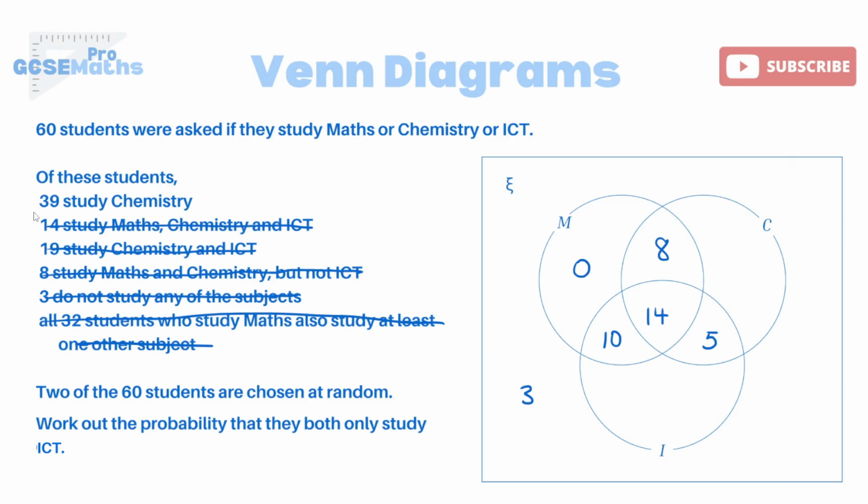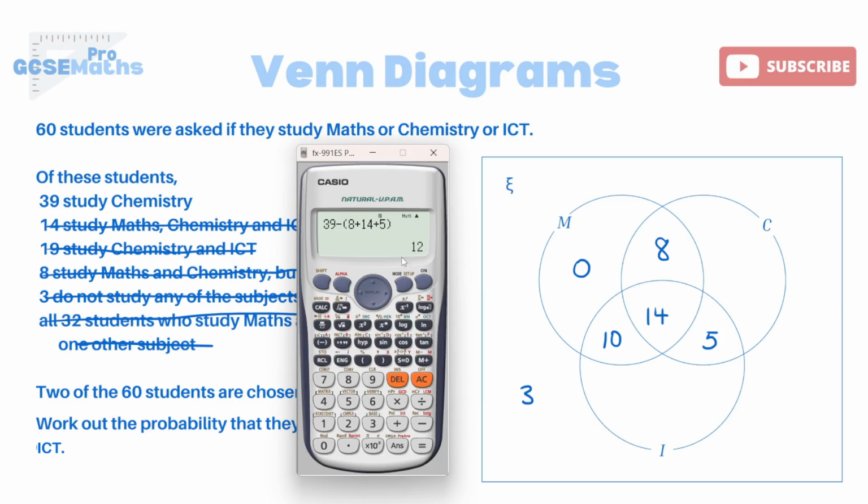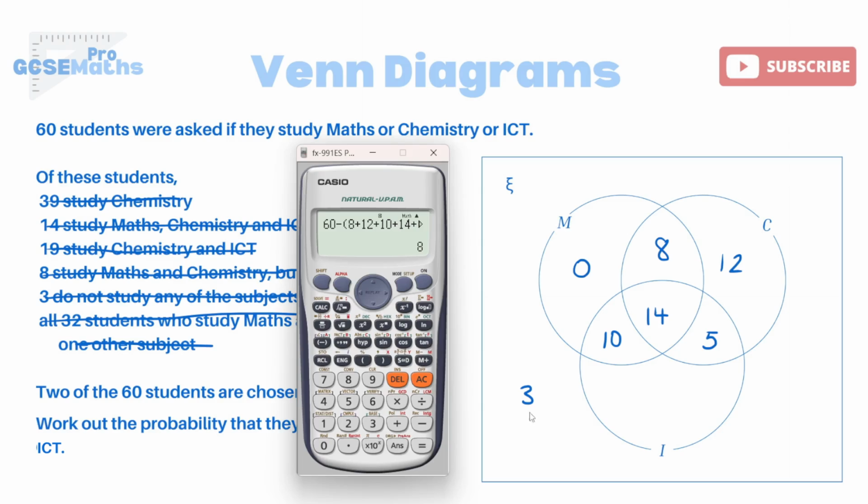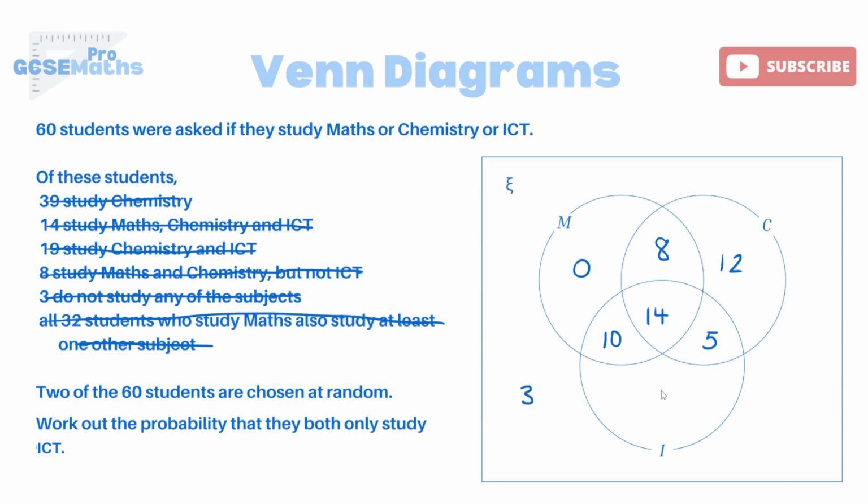Now, coming back to the one that we missed was obviously the 39 study chemistry. I now know the other 3 sections, so I could work out what's missing for just chemistry. And you can see that there's 12 who only study chemistry. So now we've done everything on that list, but also don't forget that we haven't used the total, which is 60, because we're also missing how many just study ICT. And don't forget to include, obviously, the 3 on the outside. You can see here that there are 8 left. So there are only 8 that study just ICT.